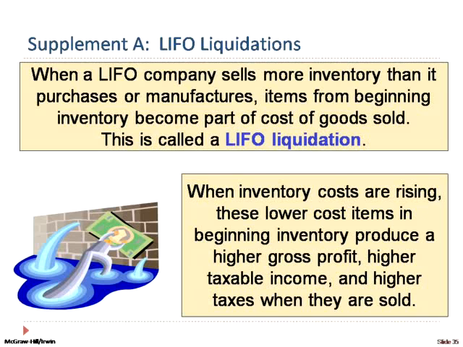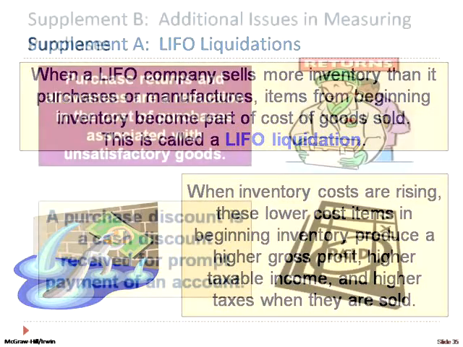Companies must disclose the effects of LIFO liquidations in the notes when they are material. Many companies avoid LIFO liquidations and the accompanying increase in tax expense by purchasing sufficient quantities of inventory at year-end to ensure that ending inventory quantities are greater than or equal to beginning inventory quantities.